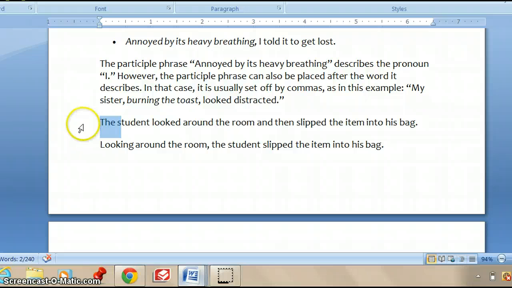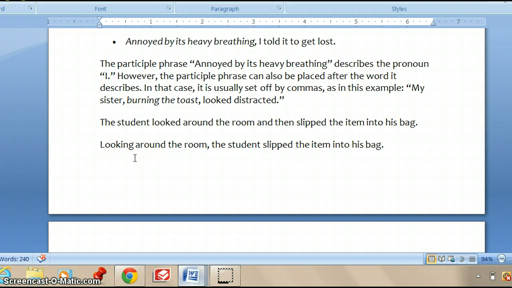Okay, look at the next two sentences. One of them begins with a participial phrase and the other one does not. Decide which one you think is the best way to word this sentence, and this is something that you might see in a CRCT question. So which one do you think is the best wording of the sentence? I hope that you are picking the one that begins with the participial phrase.